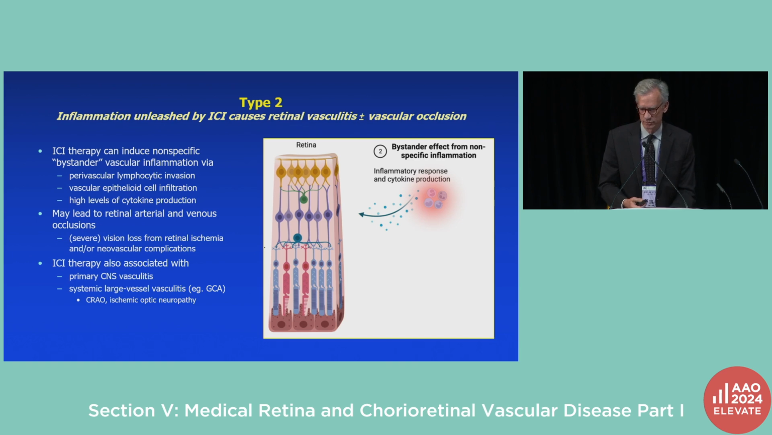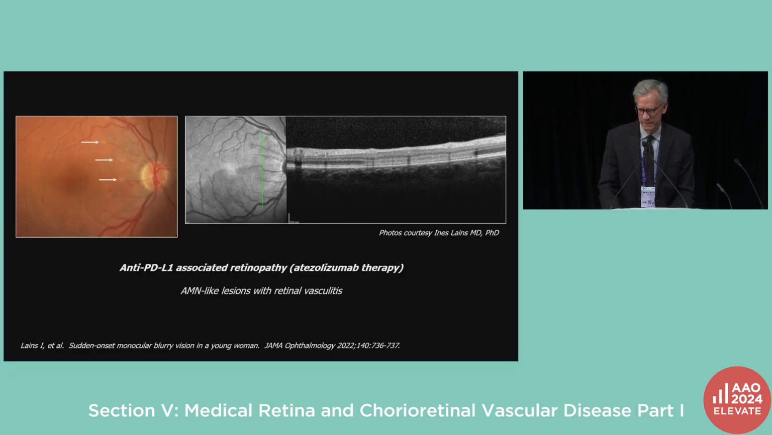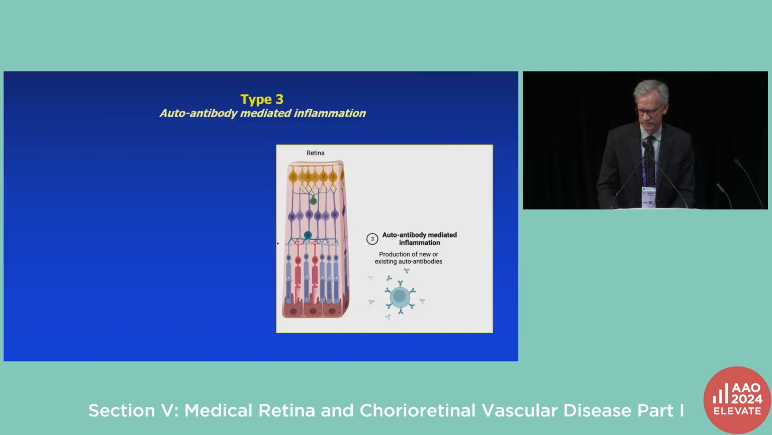ICI therapy has also been associated with primary CNS vasculitis and with systemic large vessel vasculitis like giant cell arteritis that can, of course, affect the eye. This is an example of anti-PD-L1 associated retinopathy reported recently by Inez Lanes that involves AMN-like lesions indicating vascular occlusion along with obvious retinal vasculitis.